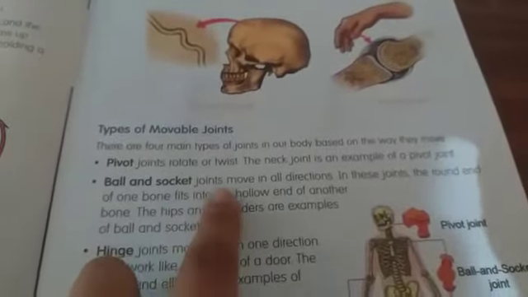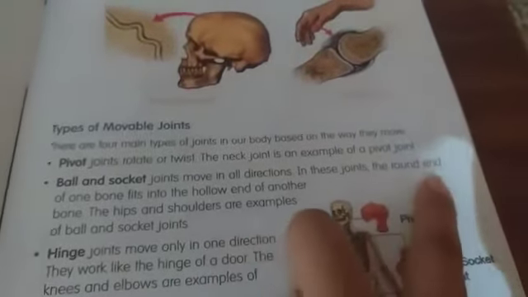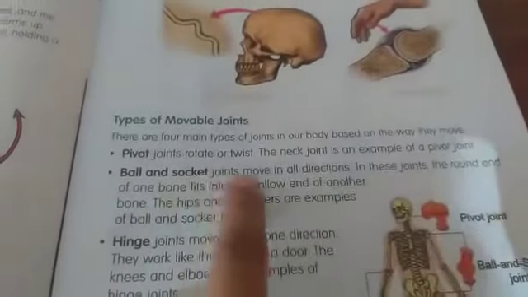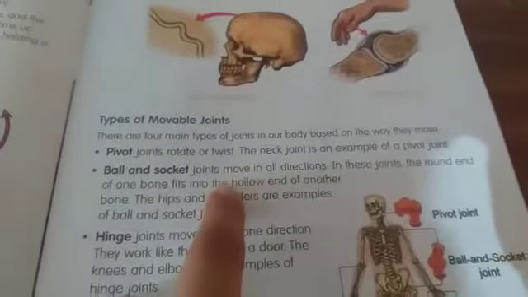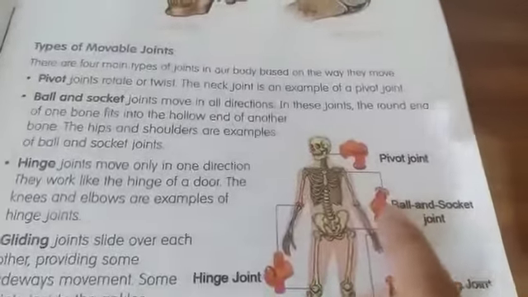Okay, now the second one is the ball and socket joint. Ball and socket joints move in all directions. In this joint, the round end of one bone fits into the hollow end of another bone. So the ball and socket joint is the kind of joint that can move in every direction. You can see here that this one is the ball and socket joint.